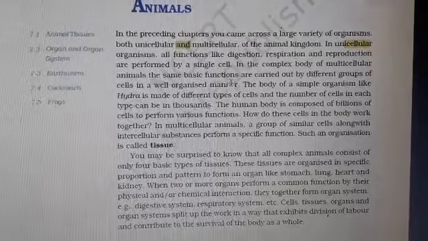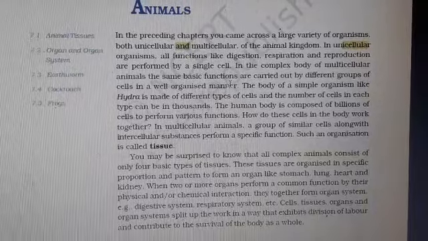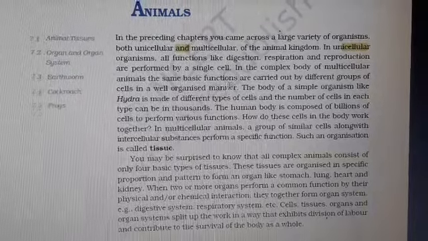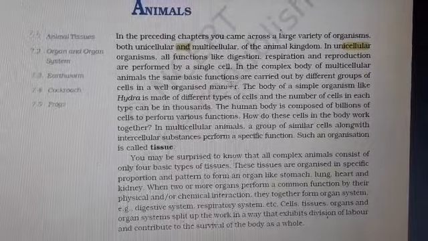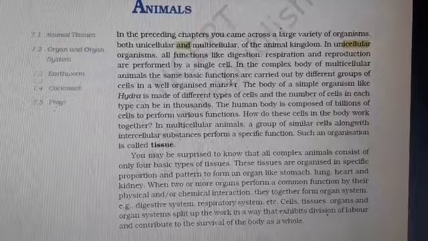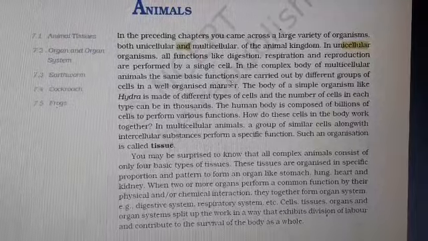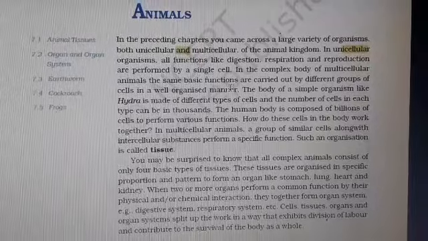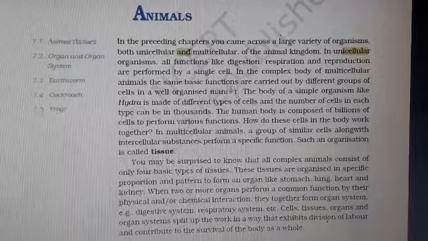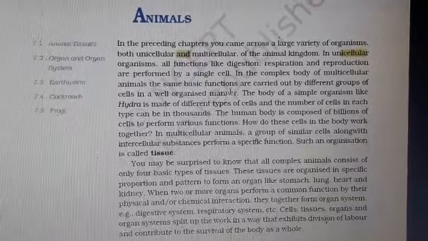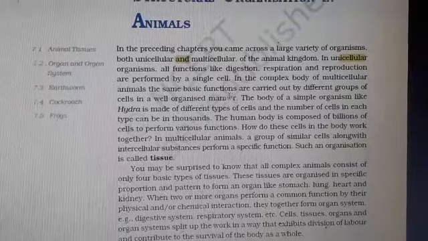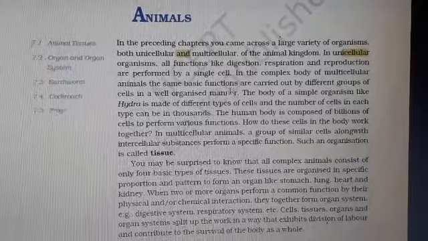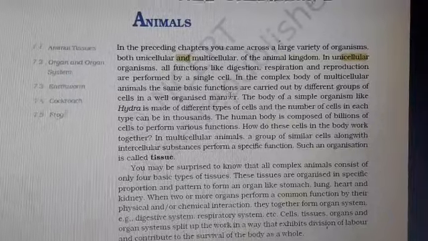The body of a simple organism like Hydra is made up of different types of cells, and the number of cells of each type can be thousands. The human body is composed of billions of cells to perform various functions. How do these cells in the body work together? In multicellular organisms, a group of similar cells along with intercellular substances performs a specific function. Such an organization is called tissue.